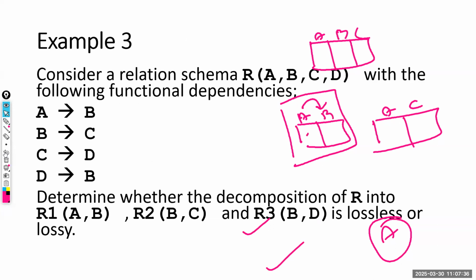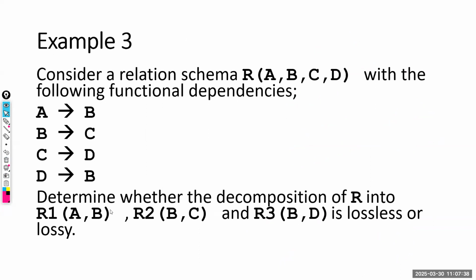Right, so this is a little bit more complicated example, but it's good for your confidence, your logical thinking and so on. This time we have 4 attributes in one table, and these are the related dependencies. Someone has decided to break it into 3 sub-relations. Now you want to check whether it is lossless or lossy. Already we know that A determines B, B determines C, C determines D, and D determines B.